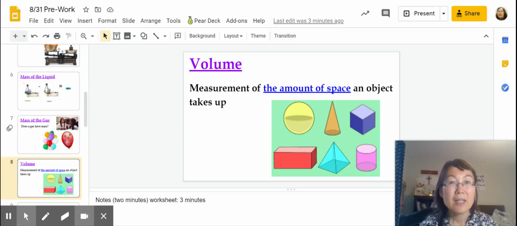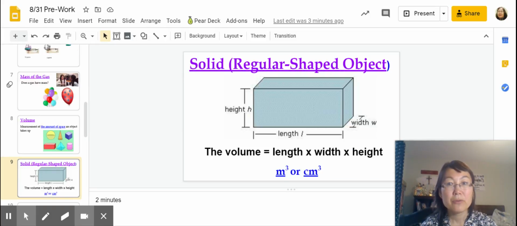Okay, for volume, it's talking about the space the object takes up. Anything in the world takes up space, even some gas. Okay, how do we measure volume for any solid, regular shaped solid like a rectangle shape or cube? We can measure the length, the width, and height, and calculate it.